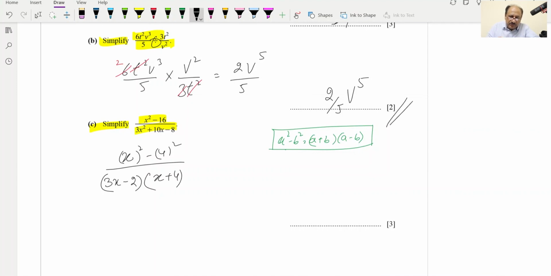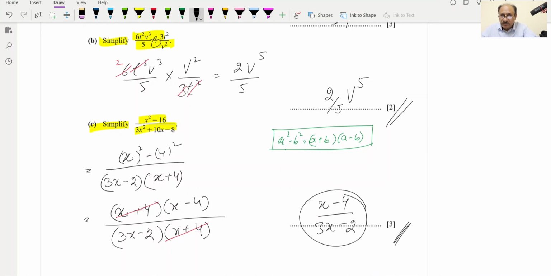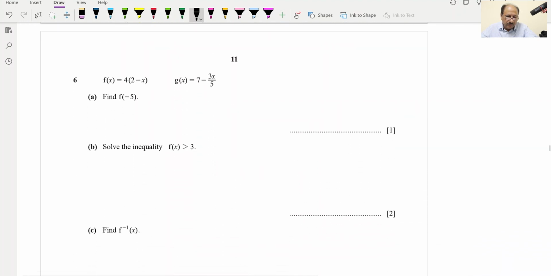So this will be the factorization, and in the upper portion, the numerator, we can write x plus 4 and x minus 4, and the denominator 3x minus 2 and x plus 4. And the next step is cancellation, x plus 4 with x plus 4, and the remaining answer will be x minus 4 over 3x minus 2. This will be the final answer for 3 marks. Hopefully you're understanding each and everything.